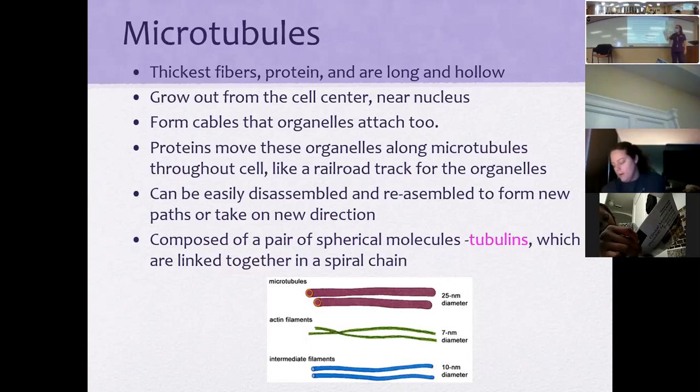So for example, the cell says, oh no, we need more energy in the southwest quadrant. Mitochondria, please help us. Mitochondria, they can't swim, they don't have legs, they don't have a tail. How do they get to the southwest quadrant?